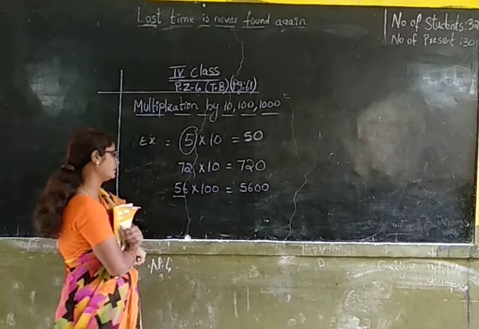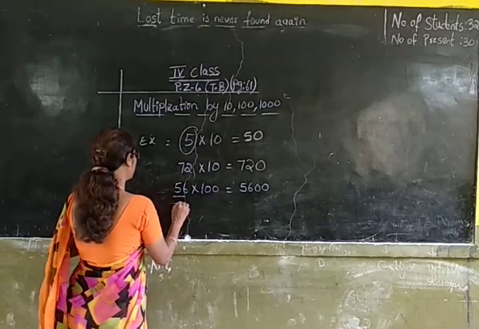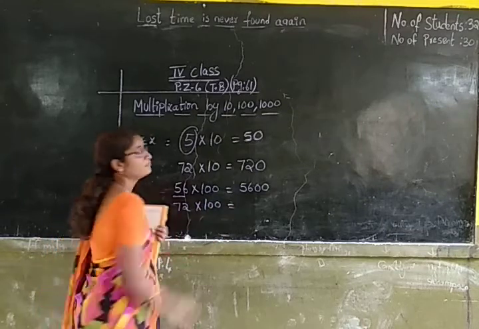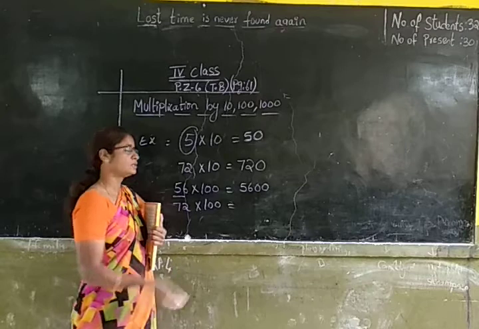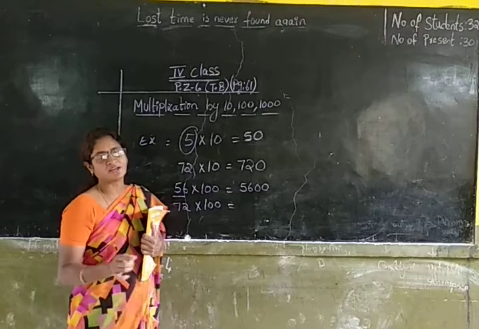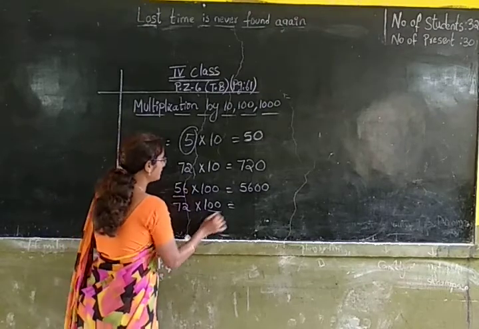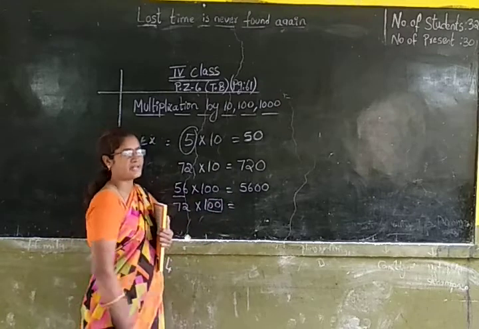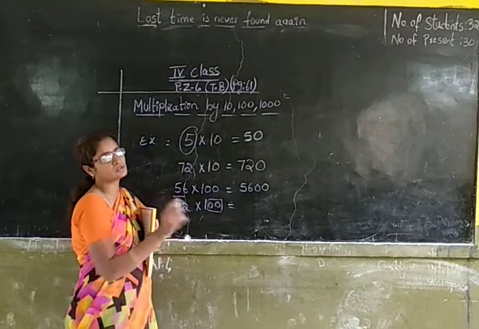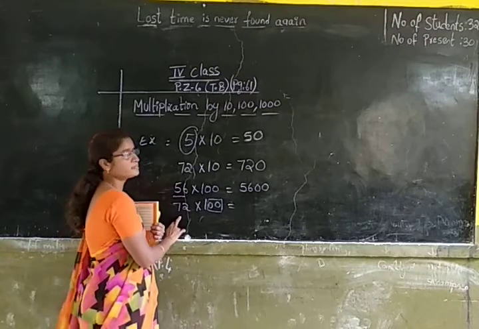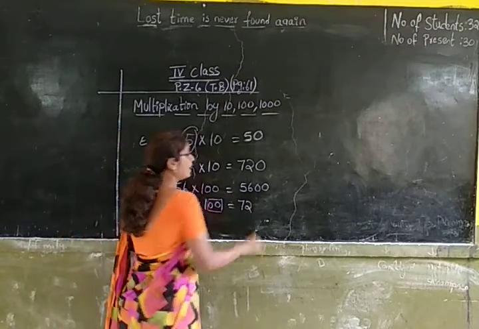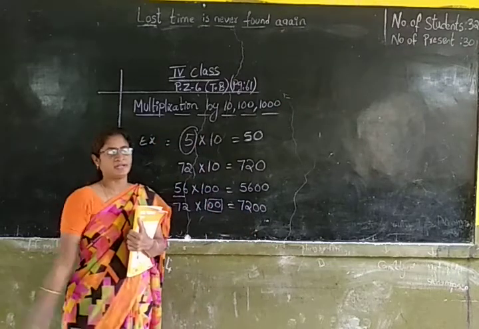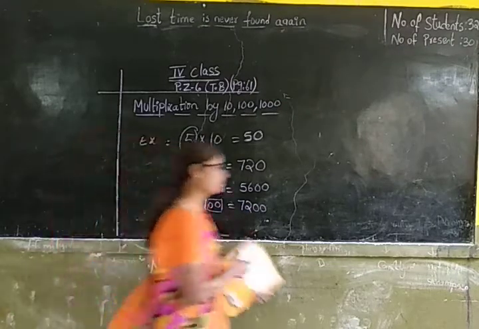Did you understand children? Now let us take one more example. 72 into 100. Here we will get the product by placing 2 zeros to the right side of the multiplicand, because here we are multiplying with 100 and 100 is having 2 zeros. Here the multiplicand is 72 and you have to place 2 zeros to the right side of the multiplicand. Did you understand children?